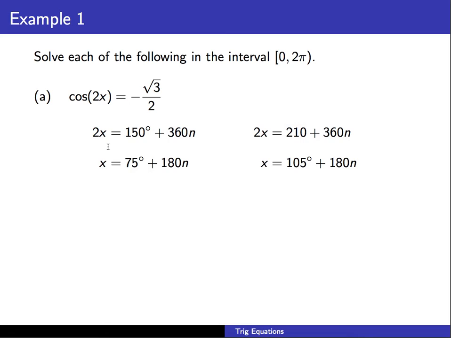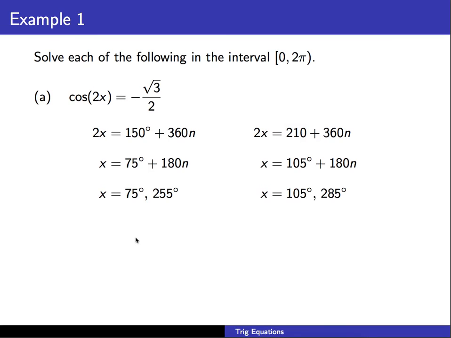We have to get x by itself. If we divide both sides by 2, we get x equals 75 plus 180n. Here we get x equals 105 plus 180n. Don't forget to divide the 360n's by the 2 as well. Now we can generate each of these arithmetic sequences, a list of angles, and make sure that our angles are between 0 and 360 degrees, not including 360 degrees.